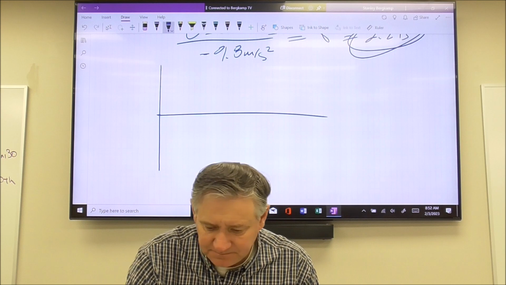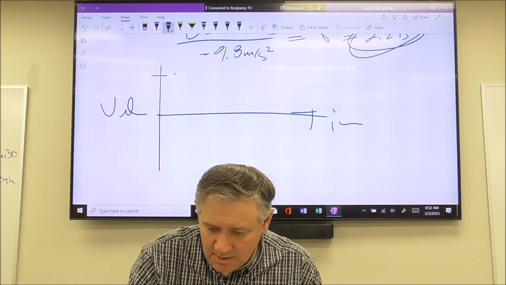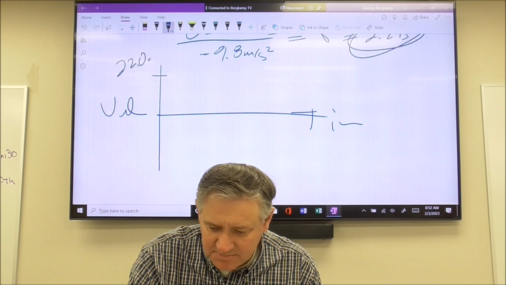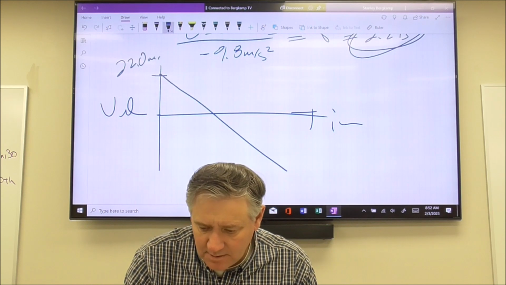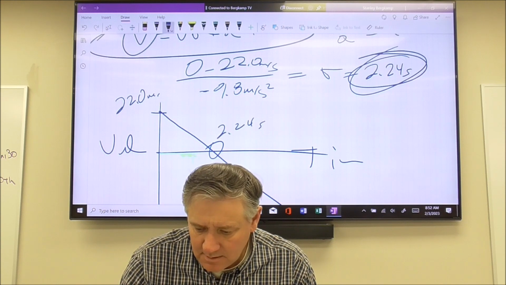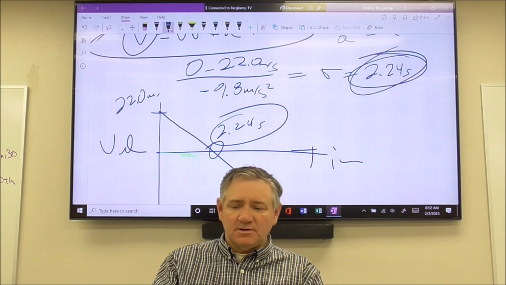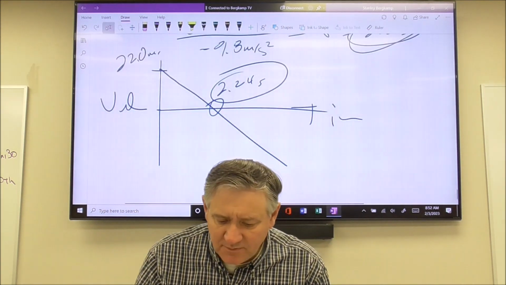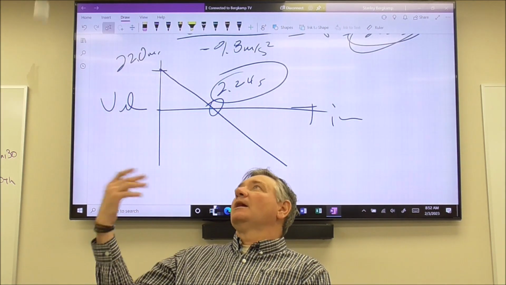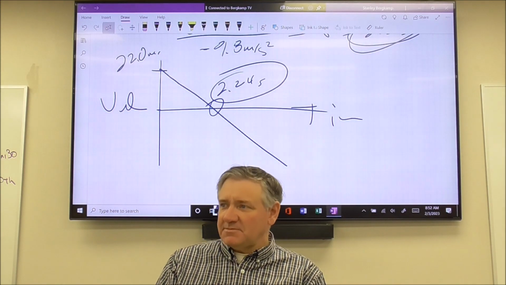I'm just going to start over. Here's my velocity time graph. You started up here at 22 meters per second. Here you are at 2.24 seconds. That's when that velocity is going to go to 0. So if it took 2.24 seconds to go up, how much time do you think it takes to come back down? Same amount of time.